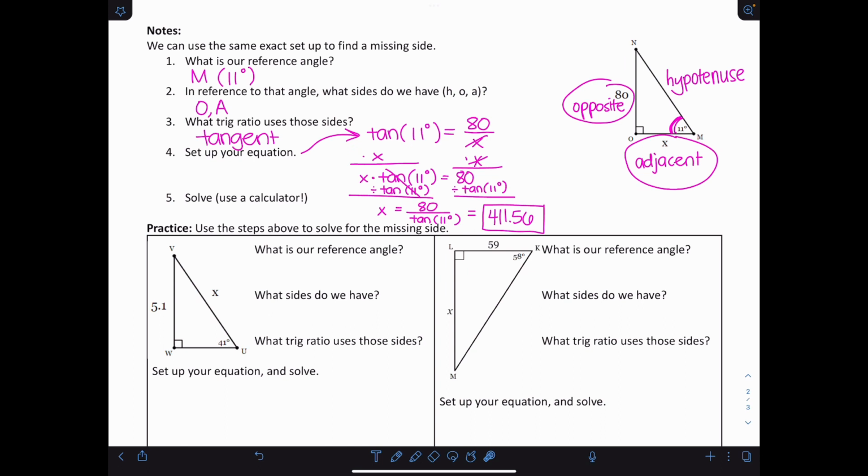Follow the questions in the section below to solve for the missing sides, and then check your answers using the answer key.